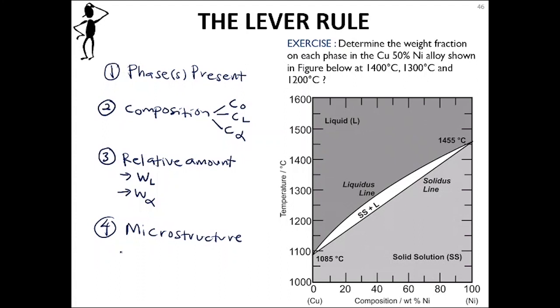For the fourth step, we find the microstructure that occurs at that region. And the fifth step is we find the cooling curve if necessary. So now we can move to other questions so we can try to solve using all these 5 steps.